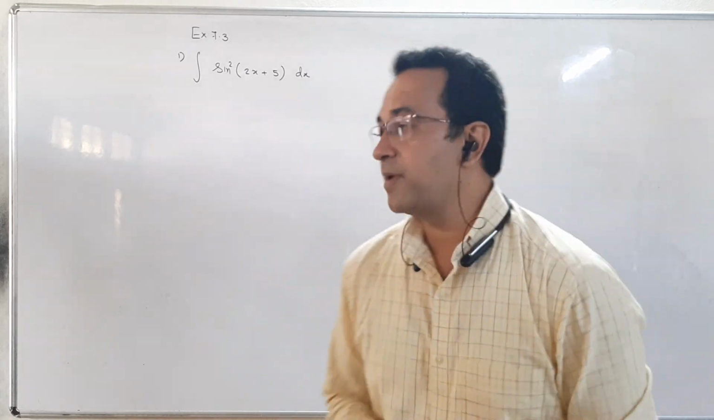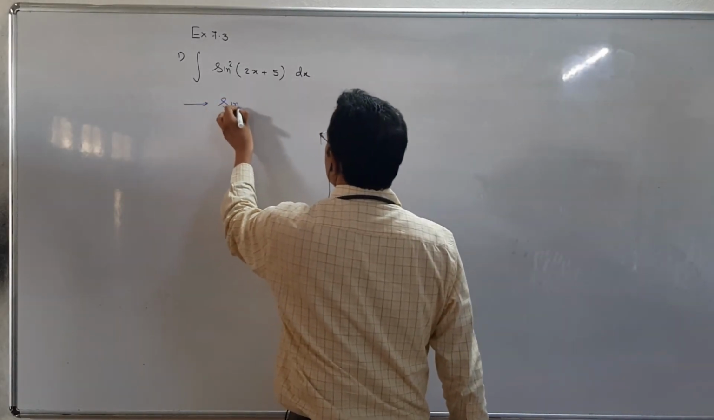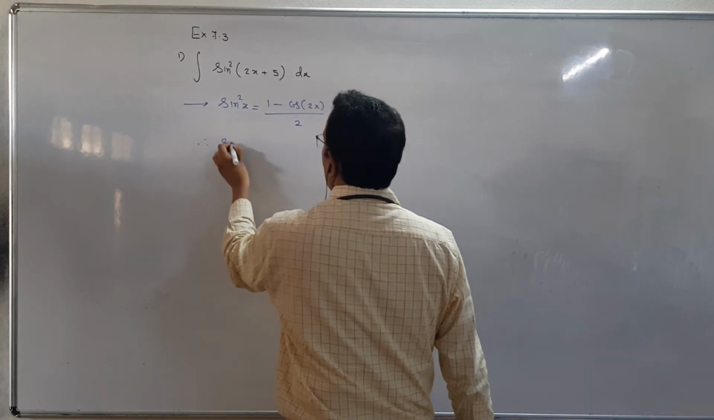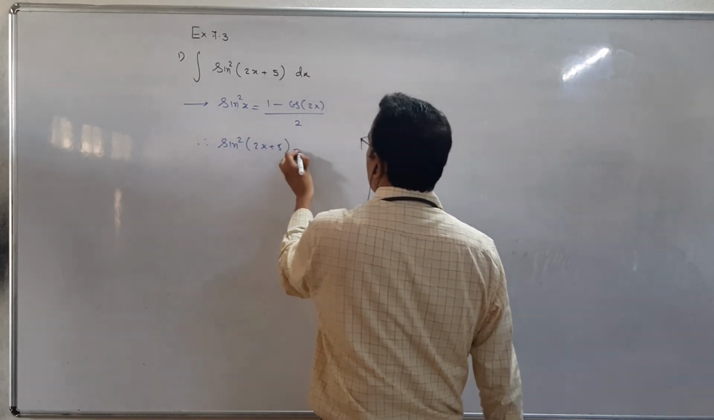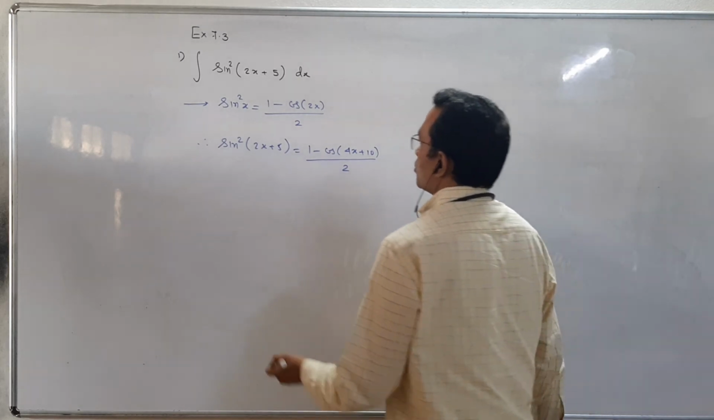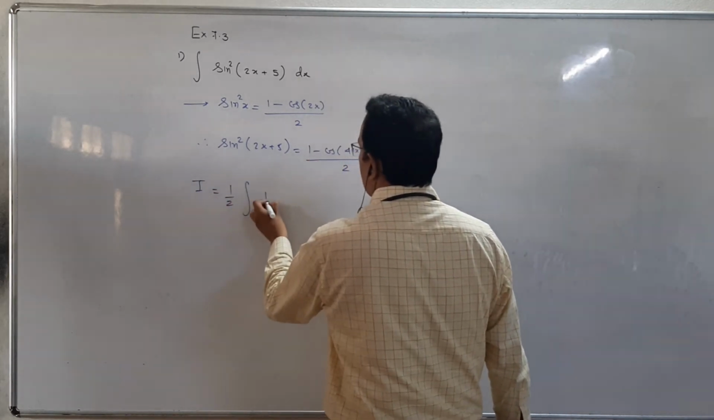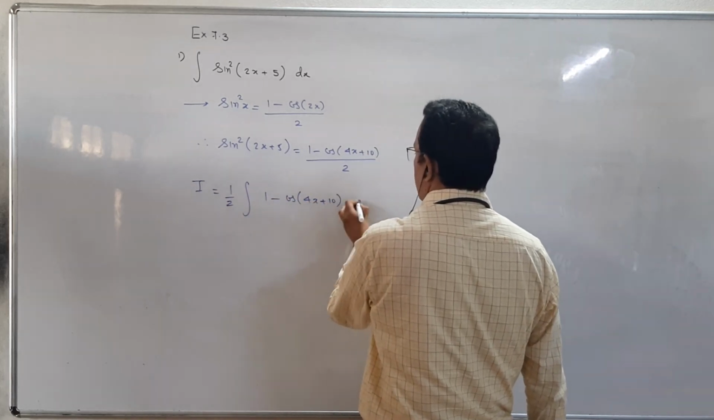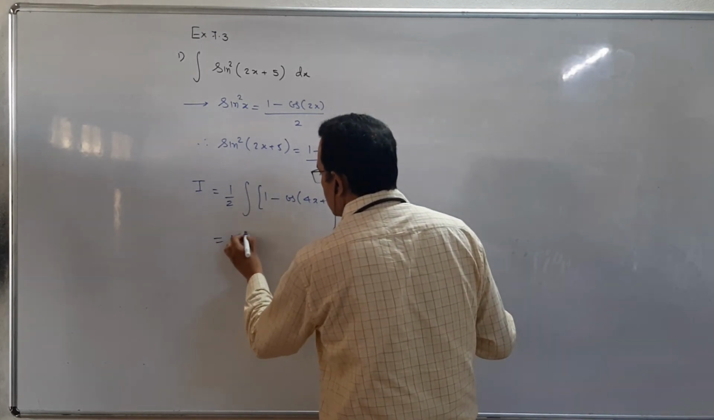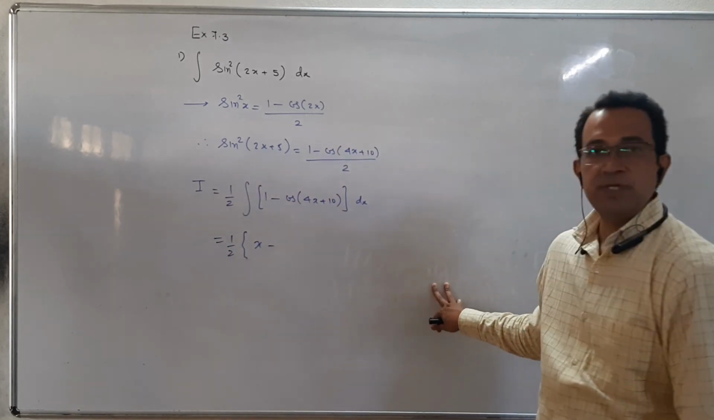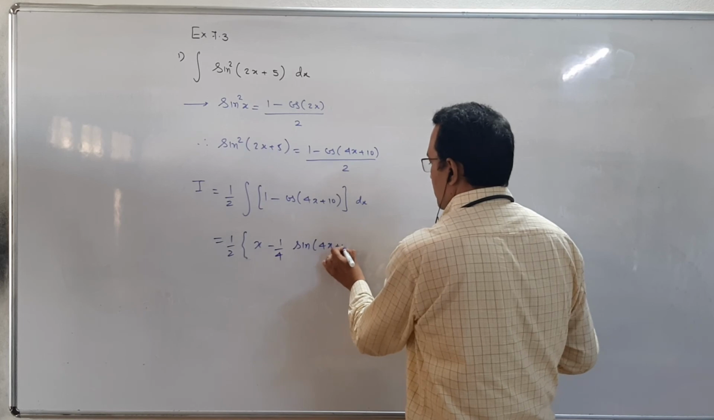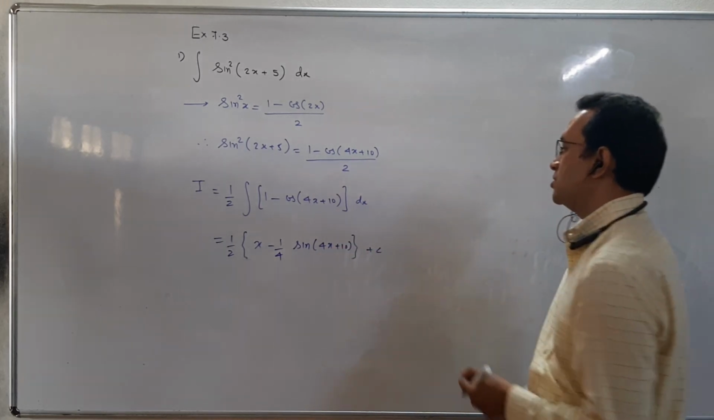Check, sine square x is replaced by 1 minus cos 2x by 2. Therefore, sine square (2x plus 5) will be replaced by (1 minus cos of (4x plus 10)) by 2. So the value of the integral is 1 by 2 outside, (1 minus cos of (4x plus 10)) dx. All those formulas in terms of ax plus b: integration of 1 is x, and integration of cos (ax plus b) is 1 by a sine (ax plus b). So, minus 1 by 4 sine (4x plus 10), plus c. This is your answer, students.